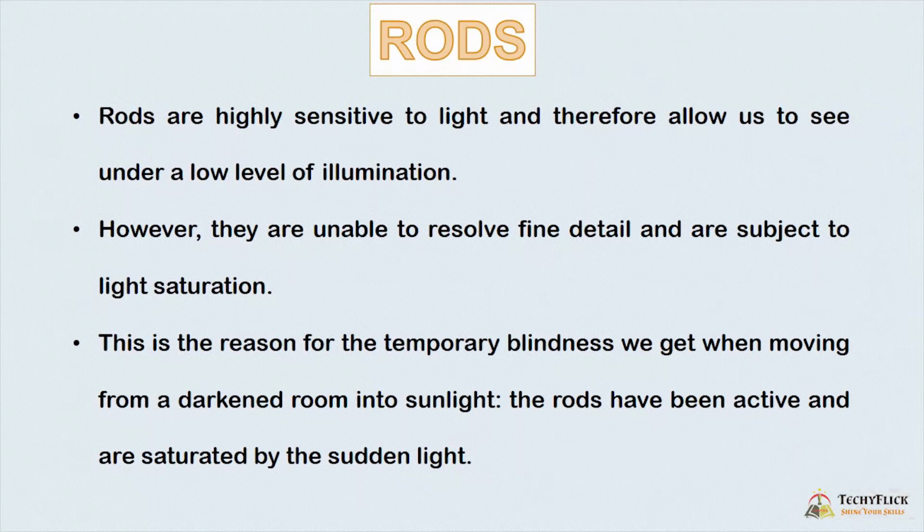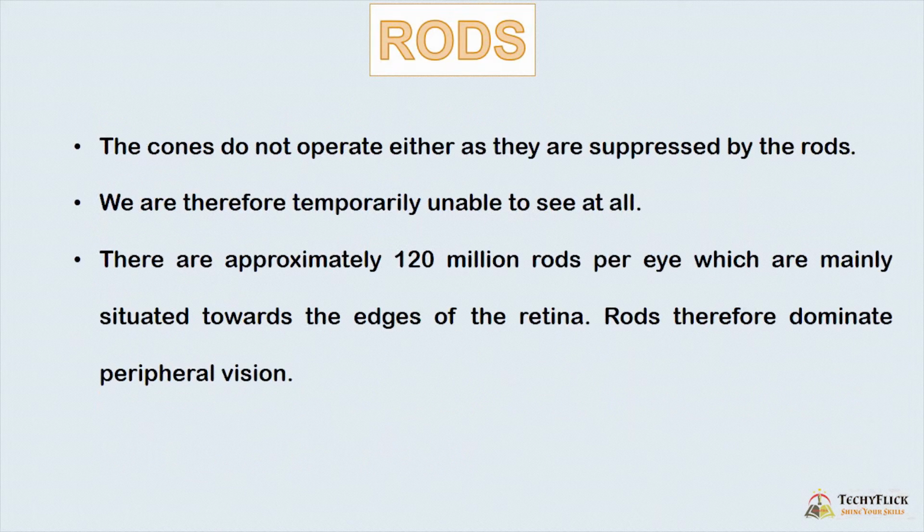Rods are highly sensitive to light and therefore allow us to see under a low level of illumination. However, they are unable to resolve fine detail and are subject to light saturation. This is the reason for the temporary blindness we get when moving from a darkened room into sunlight. The rods have been active and are saturated by the sudden light. The cones do not operate either as they are suppressed by the rods. We are therefore temporarily unable to see at all.